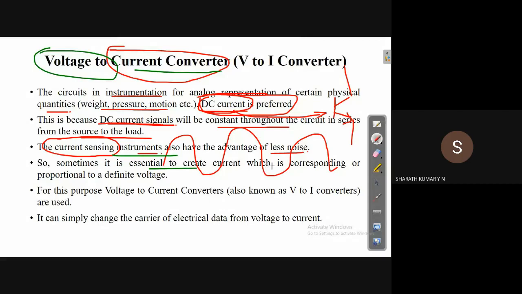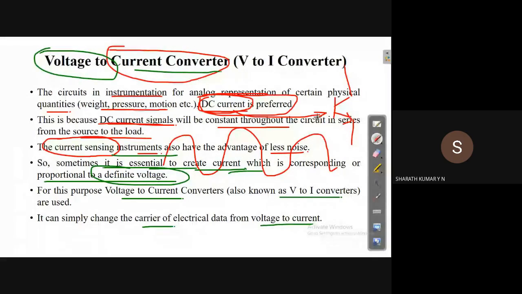So it is essential to create current which is corresponding or proportional to a definite voltage. So generation of current proportional to a voltage. For this purpose, voltage to current converters are used. These are also known as V-to-I converters. It can simply change the carrier of electrical data from voltage to current.